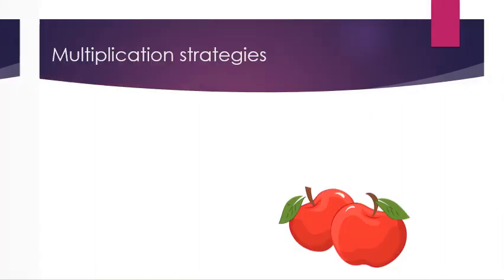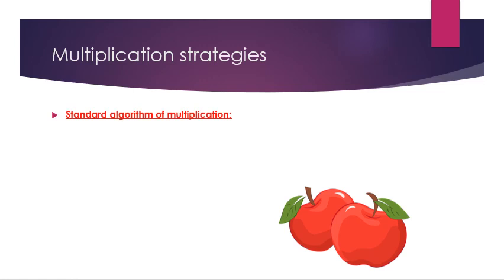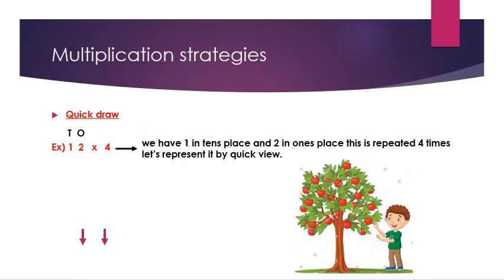Let's go to the fourth strategy, which is standard multiplication. Here, for example, I'm going to multiply 12 by 4. We have two steps. The first step, I will multiply 4 by 2. 4 by 2 equals 8. Great job. And the second step, I will multiply 4 by 1. 4 by 1 equals 4. So the answer shall be 48.